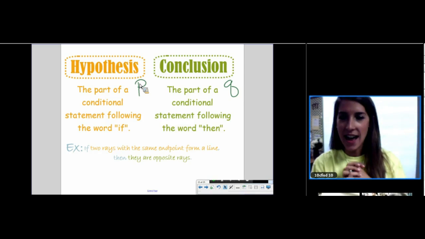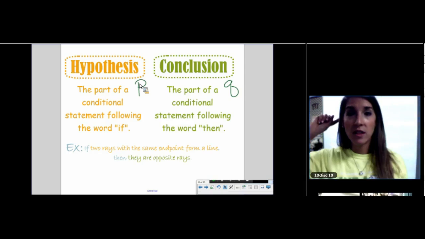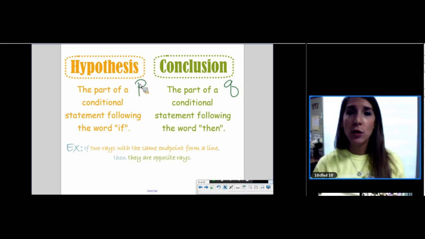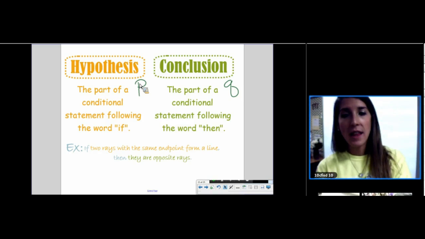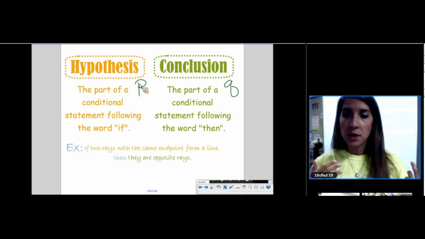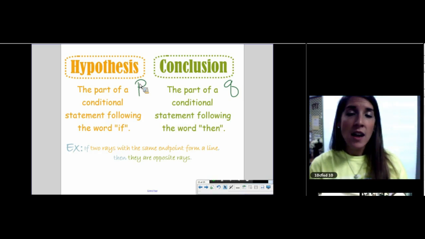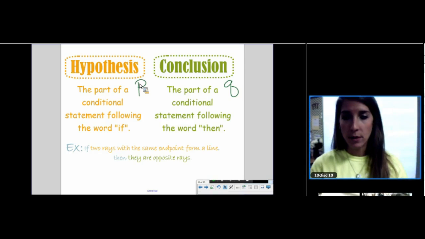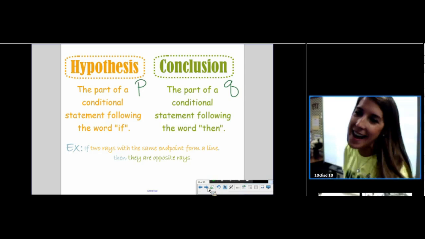Yes, Nathan, you're getting ahead of us. So the notation for hypothesis, just put the letter P, and for the conclusion, just put the letter Q on your notes. If two rays with the same endpoint form a line, then they are opposite rays. So the hypothesis is that the two rays are forming a line, and the conclusion is they are opposite rays. Hopefully we're okay here. Alrighty. Y'all were getting ahead of me.